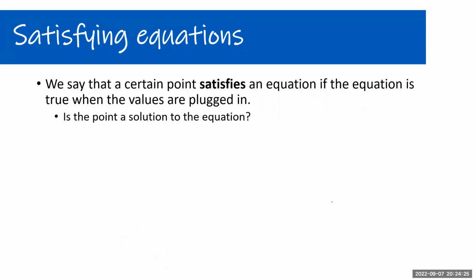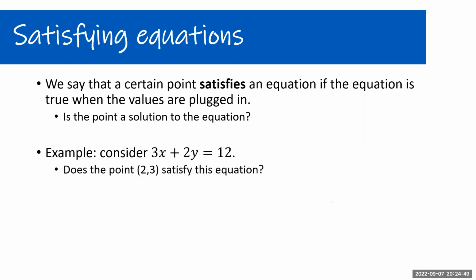Now, what we did earlier, last slide, is we're finding those points that are on that line. And we say that a certain point satisfies the equation if it's true when we plug the values in, okay? So we plug x in where we see x, we plug the y value in where we see y, and if the equation is true, then we have satisfied the equation. If it's not true, then we did not satisfy it. So for example, let's say we have the equation 3x plus 2y is 12. We want to know, does the point (2, 3) satisfy the equation? Well, this is our x and this is our y. Let's plug it in.